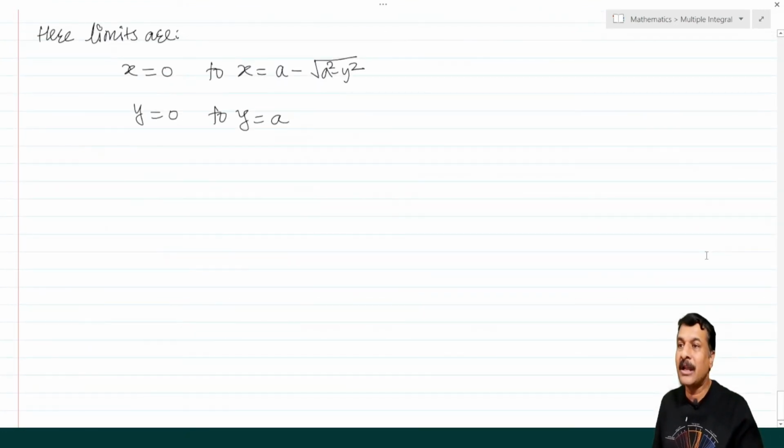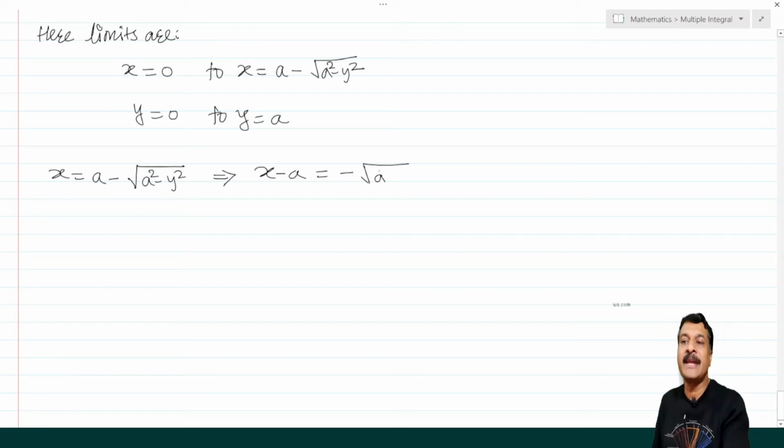By these limits you find the region of integration. How? There are four equations. Out of that, consider the one equation that contains both variables, x equal to a minus under root of a square minus y square. This implies that x minus a equal to minus under root of a square minus y square. Take squaring of both sides, so I am getting x minus a whole square equal to, minus square is a plus, a square minus y square, and therefore I am getting x minus a whole square plus y square equal to a square.